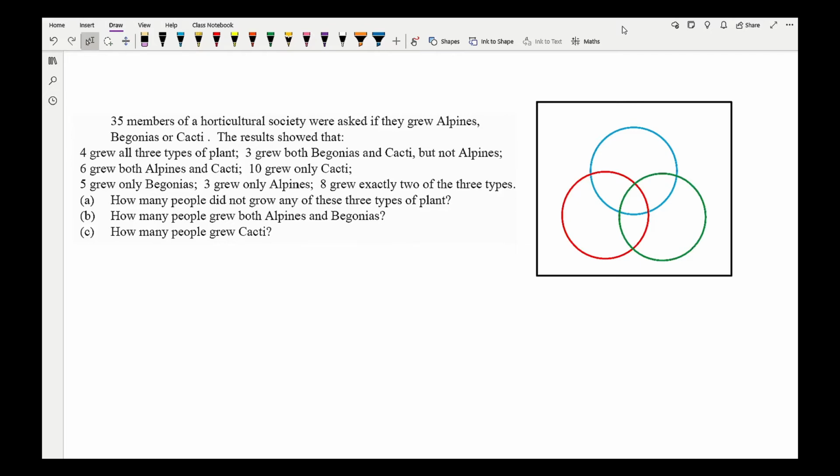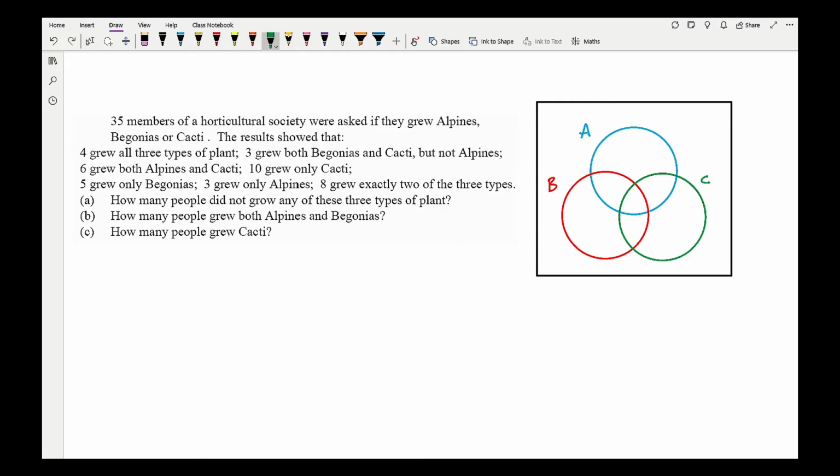So for this, as we've got 3 types of plants, we need to have 3 circles, and obviously because there's going to be some overlap, we need to make sure that we arrange it in the following sort of arrangement. So to start off with, let's first label our groups. So we've got A, we've got B, and we've got C.